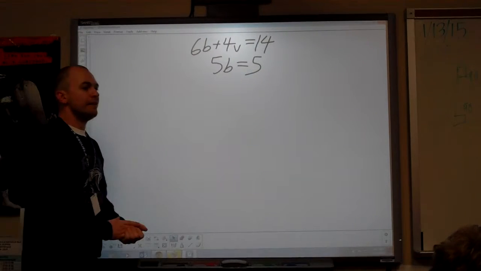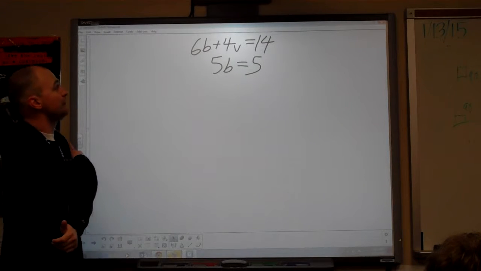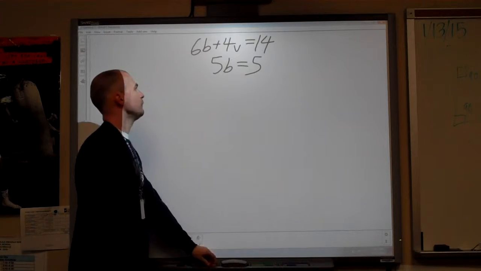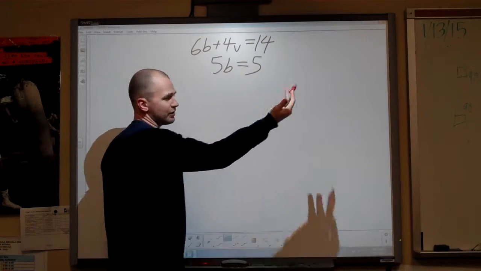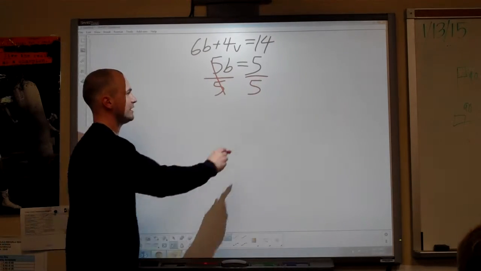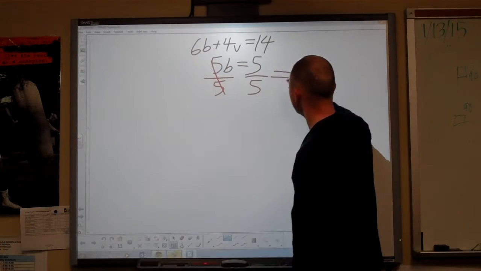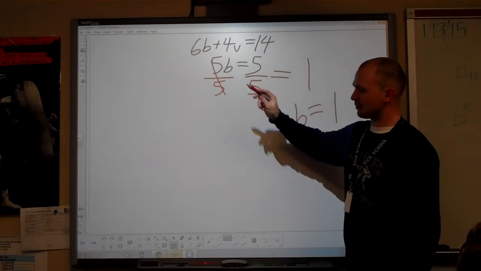Number 7. 5b equals 5. 6b plus 4v equals 14. Okay, so if 5b equals 5, 5 times what equals 5? Well, divide this side by 5, divide this side by 5. I get b equals 5 divided by 5. b equals 1. Okay, so 5 times 1 does equal 5.